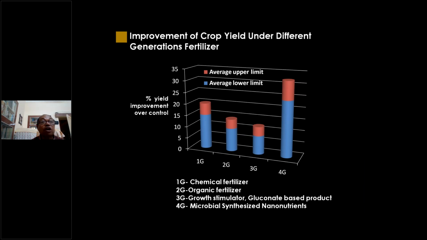If you compare the crop yield of different generations of fertilizer, you see the first generation of fertilizer is chemical fertilizer. If you look at crops throughout the world, you get a 14 to 18% increase in average yield with chemical fertilizer. The second generation fertilizer is organic fertilizer, where you may expect an 8 to 12% increase on average. The third generation fertilizer is growth stimulator. There you can get a 5 to 10% enhancement in yield, but in case of microbial synthesized nanonutrients, we can expect at least a 24 to 32% improvement in yield with this nano fertilizer.